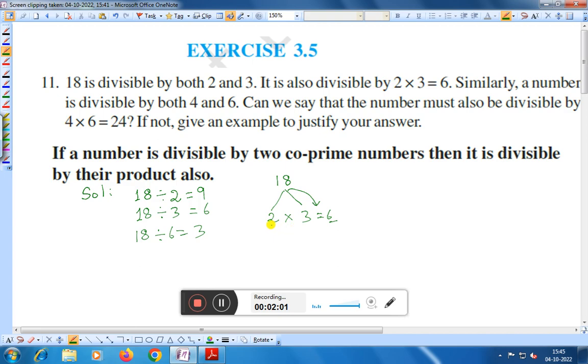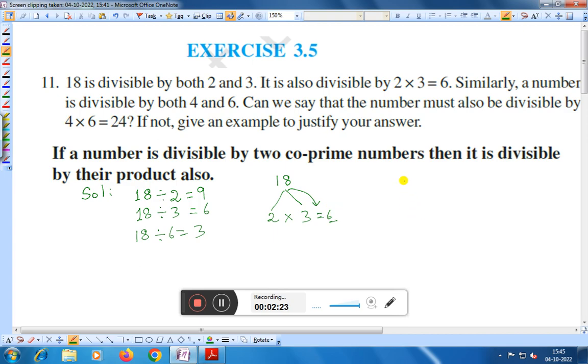Why? Because 2 and 3 are co-prime numbers, and the divisibility rule is that if a number is divisible by two co-prime numbers, then it is also divisible by their product. That means 2 into 3 is 6, so 18 is also divisible by 6. Now similarly, a number is divisible by both 4 and 6. Can you say that the number must also be divisible by 4 into 6, 24?